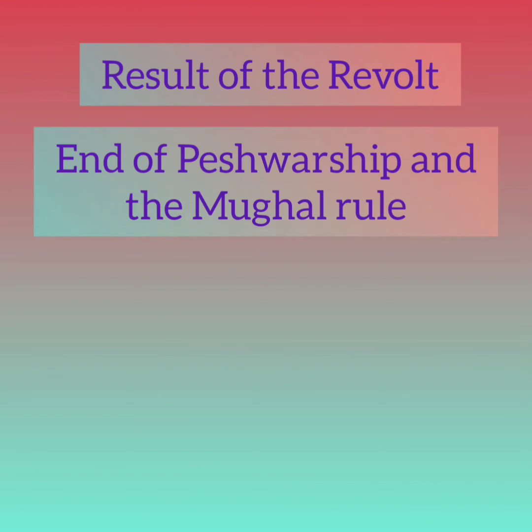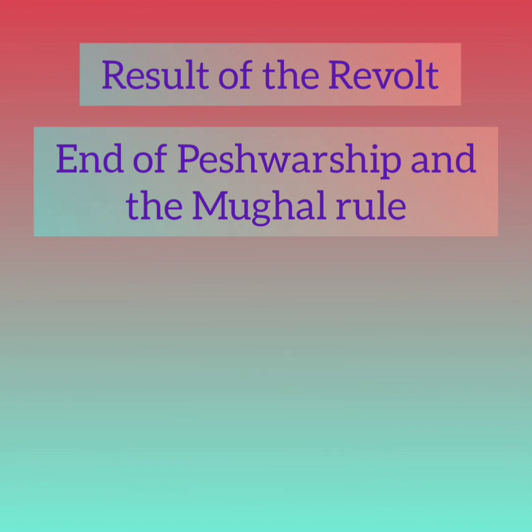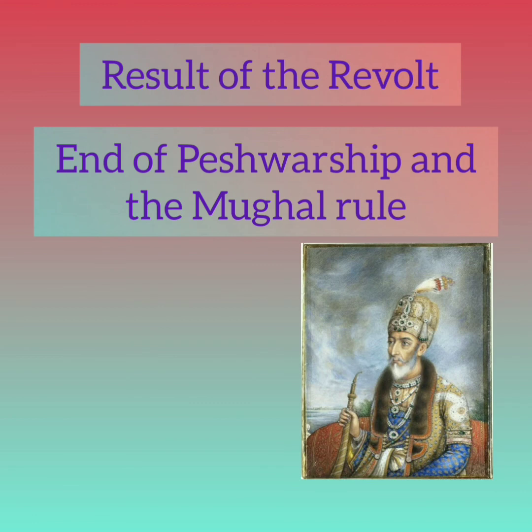Another point is the end of Peshwaship and the Mughal rule. Nana Sahib escaped after the revolt as he had actively taken part in it. So with his escape, the Peshwaship came to an end, and also the title of Mughal emperor was abolished when Bahadur Shah II died in 1862, as he also took part in the revolt. And with his death, it ended the Mughal rule.